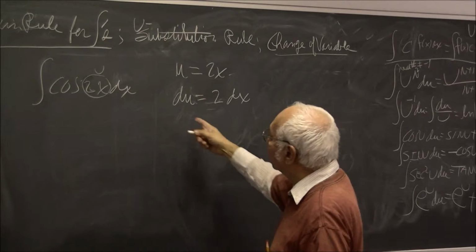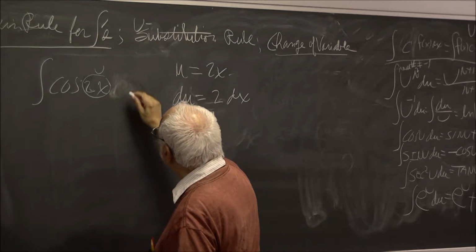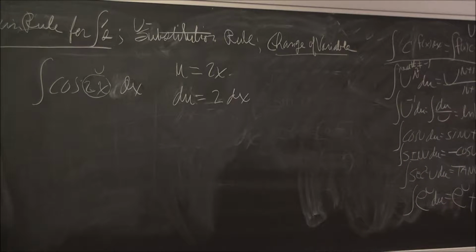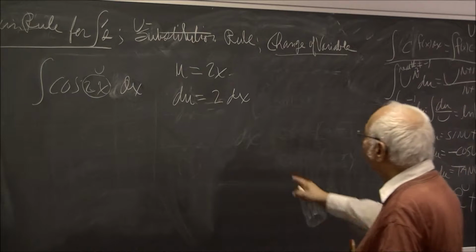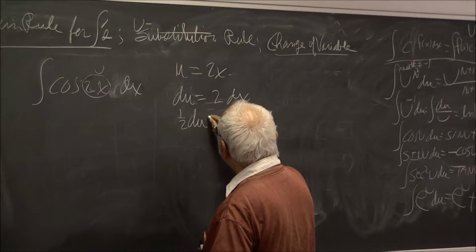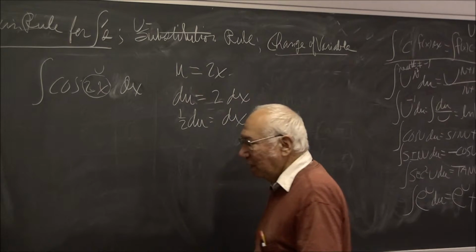Now, if you look at this, we don't have 2 dx. We only have 1 dx. I'm going to leave a space there just to show you that. You have a 1 dx. You don't write the 1, but just imagine that it's there. Now, how do I get 1 dx out of this? You divide both sides by 2. So here's 1/2 du is equal to dx.